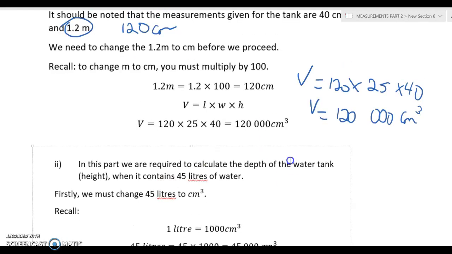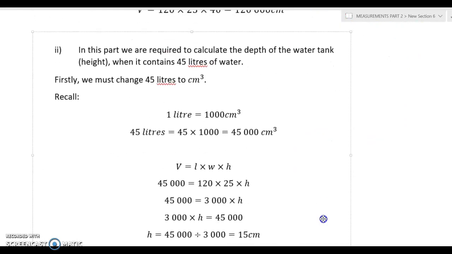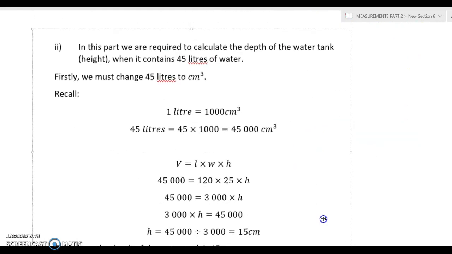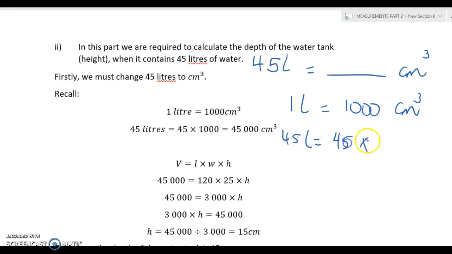Now, our first piece was in cm cube. And I would have mentioned at the beginning of these measurement videos, if we have 45 liters, we should change it to cm cube, since we're already working with cm cube. Remember, 1 liter is 1,000 cm cube. 45 liters would be 45 times 1,000, which is 45,000 cm cube.